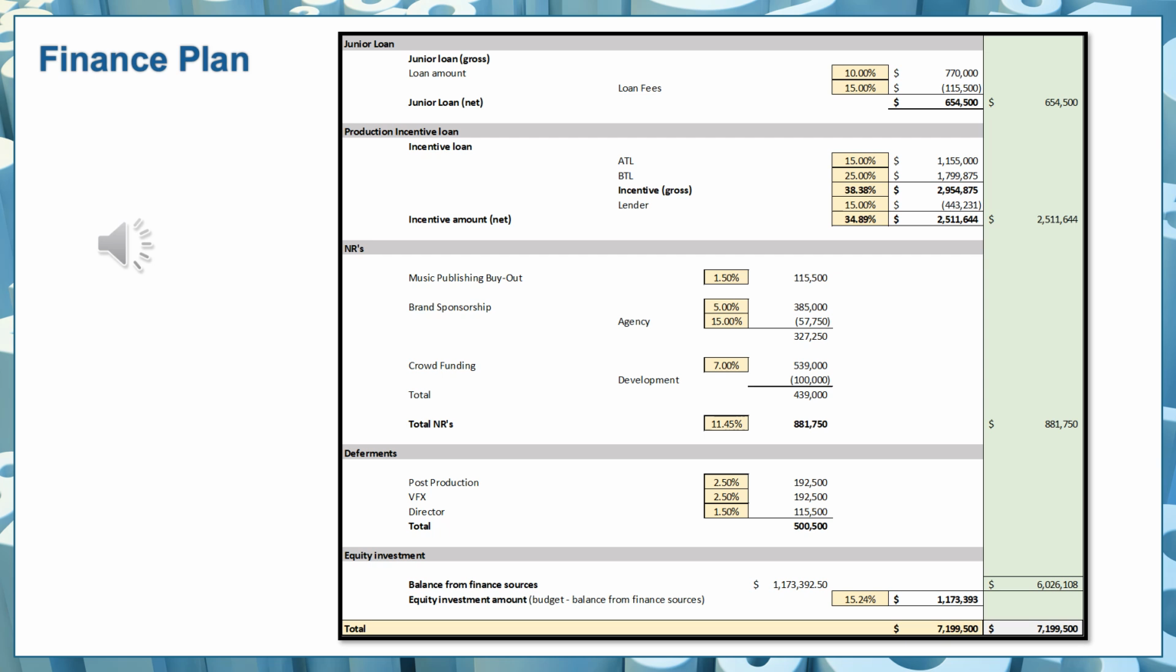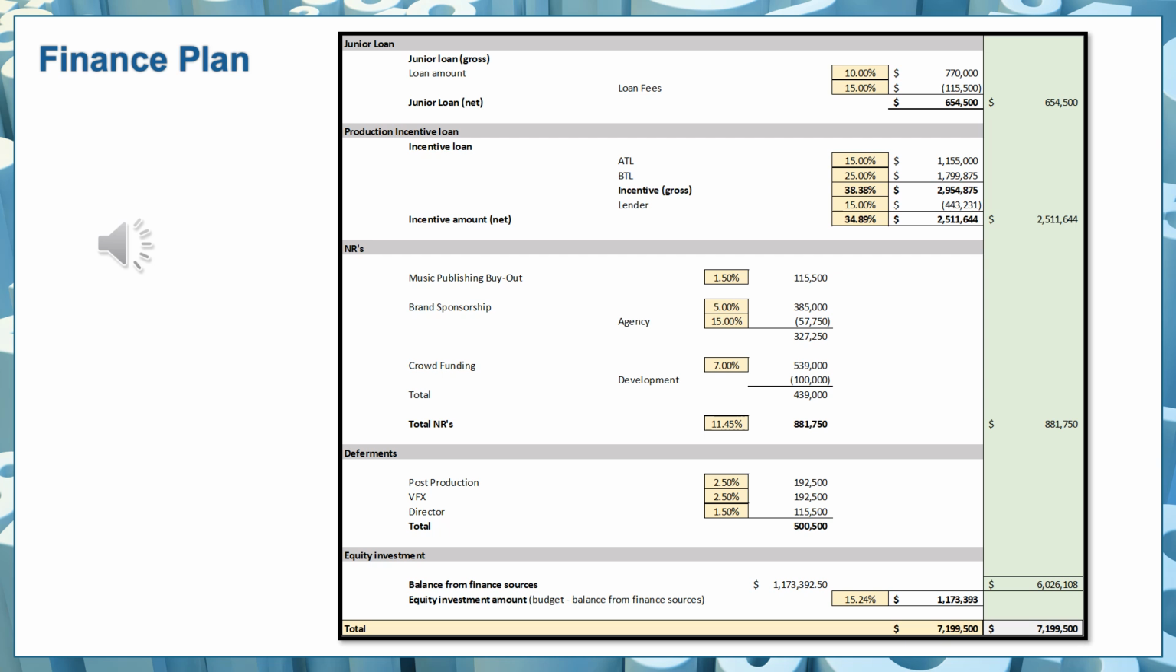We have a junior loan of 10% of the budget, that is $770,000. The loan fees in connection with that loan are 15%. They are deducted, leaving us with $654,500 to cover a portion of our budget.